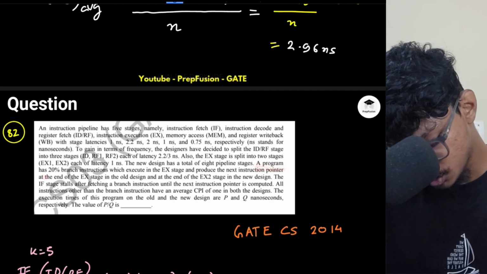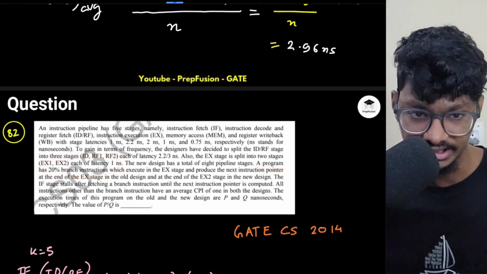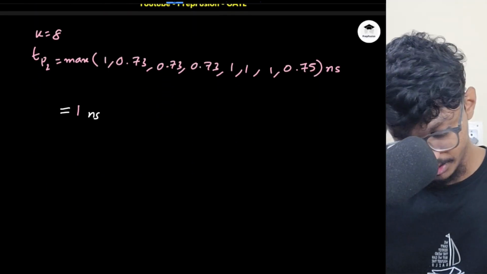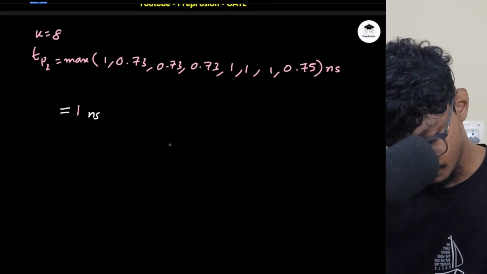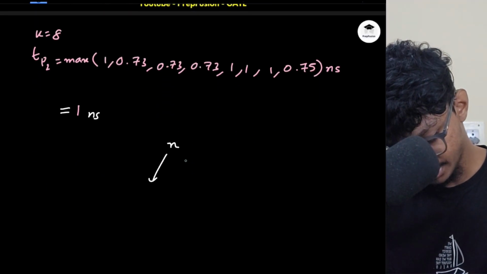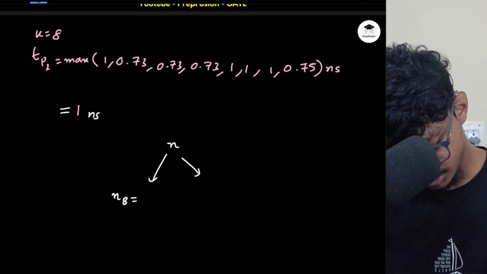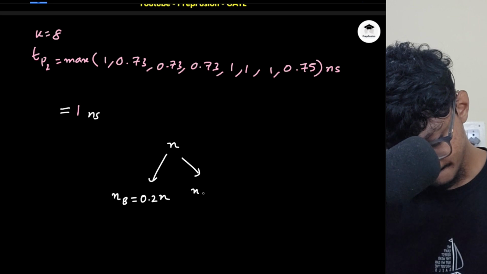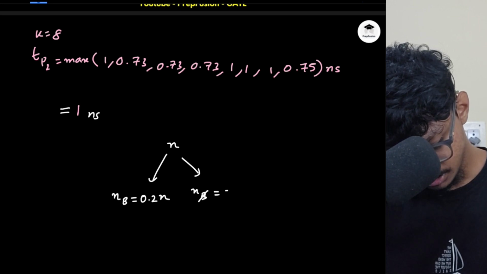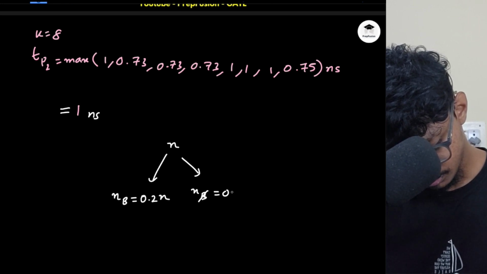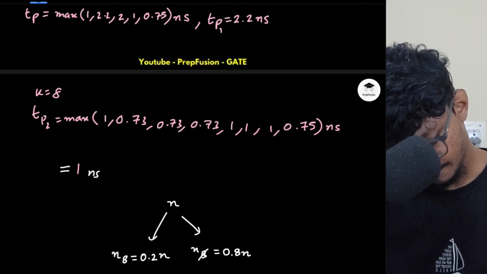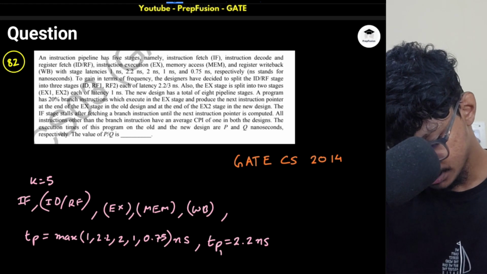A program has 20% branch instructions. As I read the question, I will just draw the tree diagram, that will be very helpful to me. So a program has 20% branch instructions. So n instructions: branch is 0.2n, and non-branch is 0.8n.